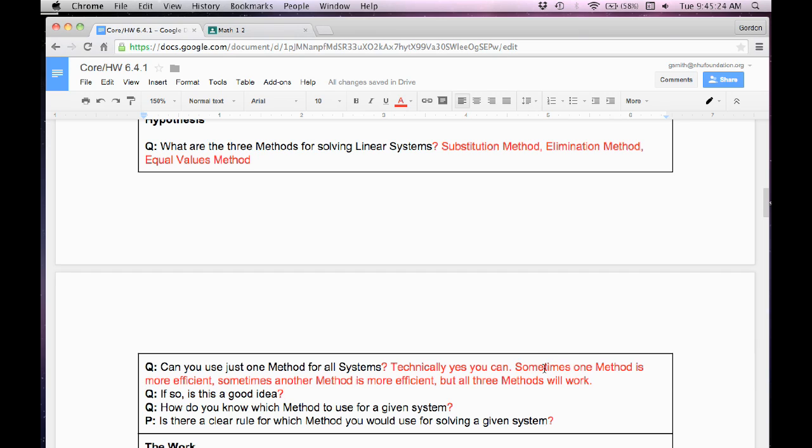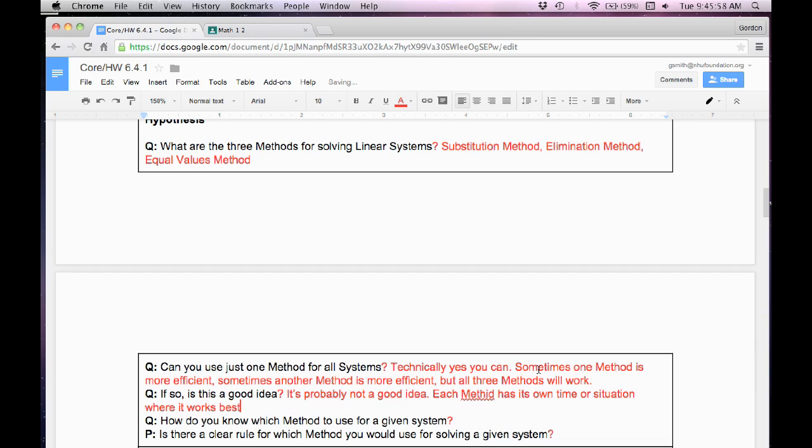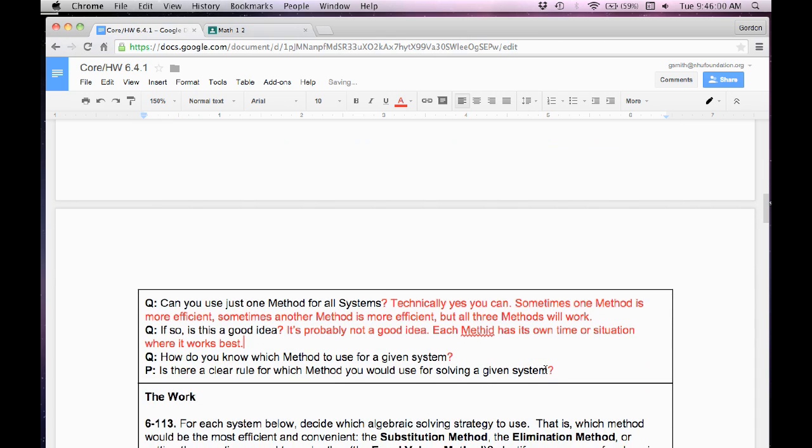Okay. If so, is this a good idea? It's probably not a good idea to always be using the same method, because each method has its own time or situation where it works best. So how do you know which method to use for a given system?